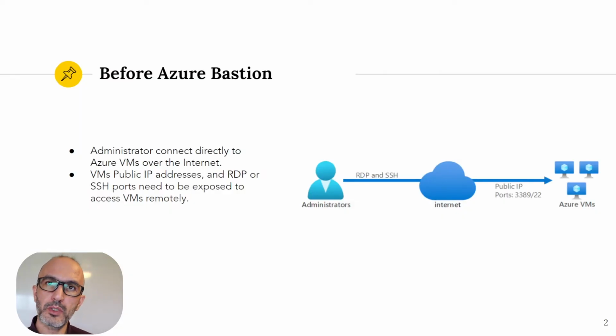bit about how we used to connect to our Azure Virtual Machines before using the Azure Bastion. To access our virtual machines over the internet, we had to assign each virtual machine a public IP address, and also had to open up TCP port 3389 for RDP and TCP port 22 for SSH, depending on what type of remote access we wanted to use. So this, of course, is not so securely optimal.